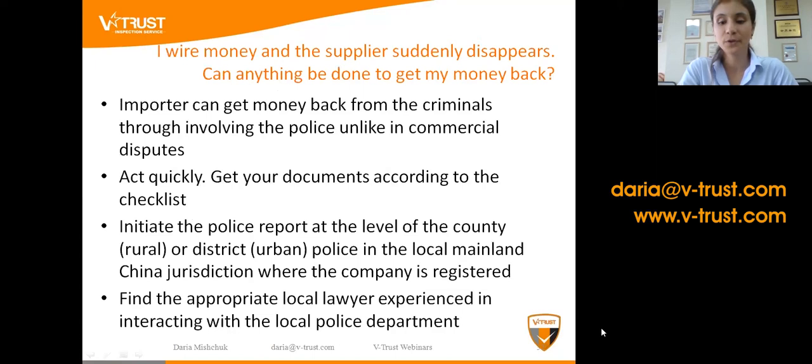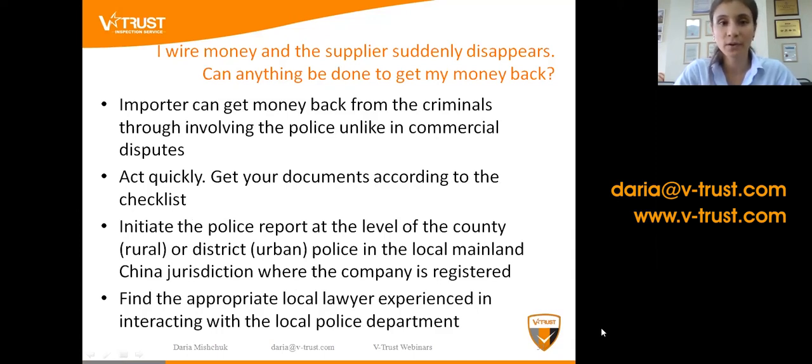What if you are dealing with a case when you already wired money and the supplier suddenly disappeared? This is, of course, the worst case scenario, but unfortunately it also takes place. So can anything be done to get my money back? Yes. Something can be done, though it's not a guaranteed way of getting the money back. However, you can still involve the police, and you should act quickly.